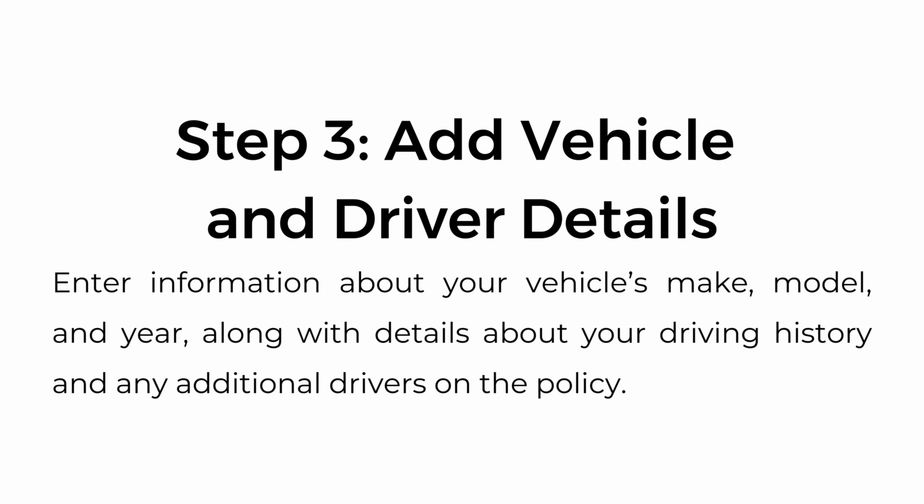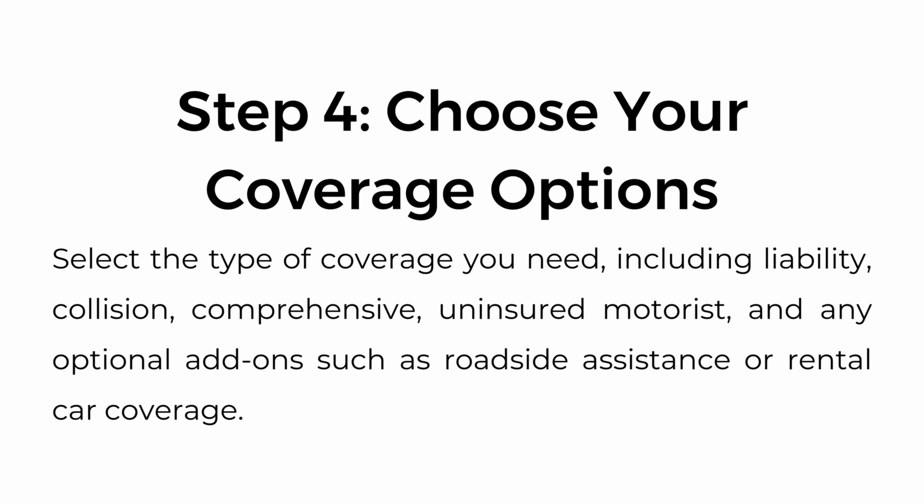Step 3. Add vehicle and driver details. Enter information about your vehicle's make, model, and year, along with details about your driving history and any additional drivers on the policy. Step 4. Choose your coverage options. Select the type of coverage you need, including liability, collision, comprehensive, uninsured motorist, and any optional add-ons such as roadside assistance or rental car coverage.